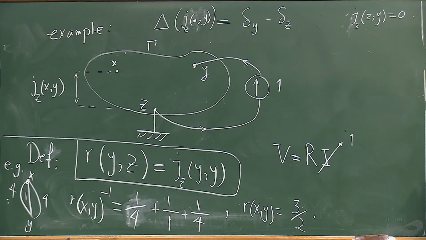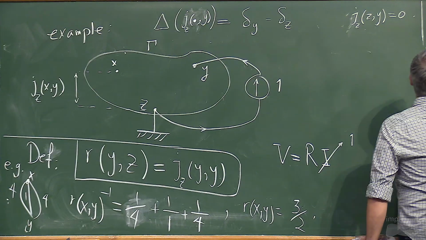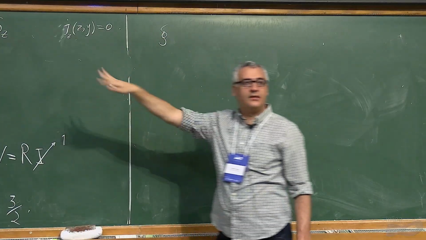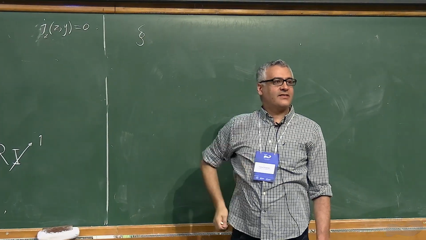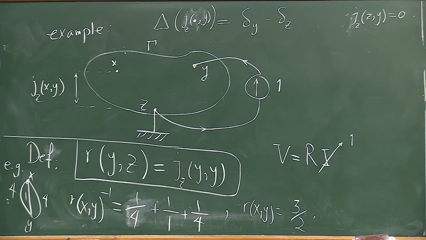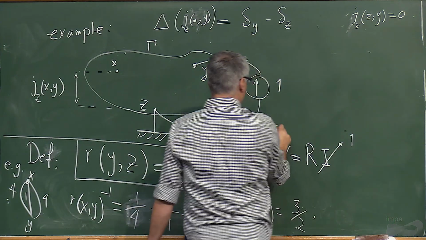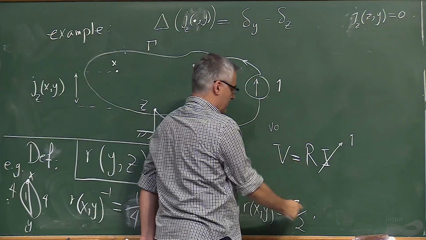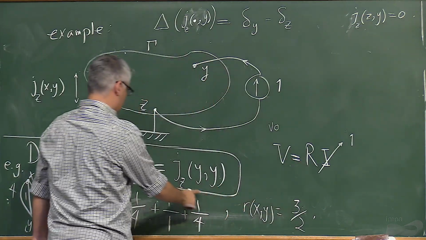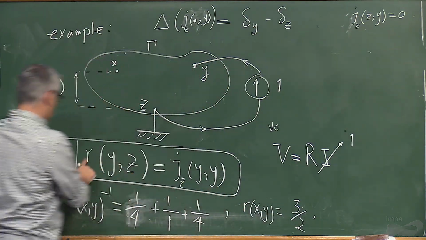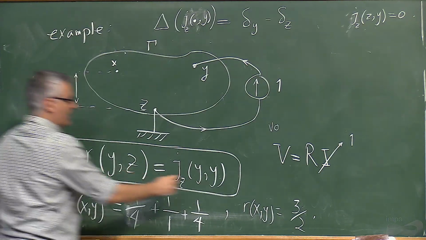OK. Now, putting things together. Any questions about this? Finishing up from last time? Yes. This is voltage. This R? This R is this R. So this is called effective resistance.